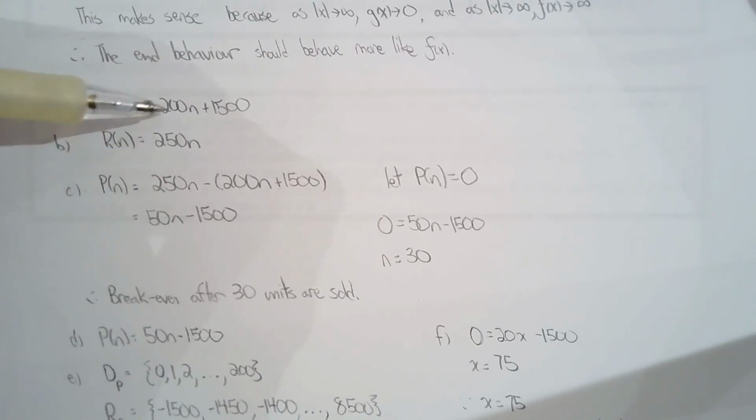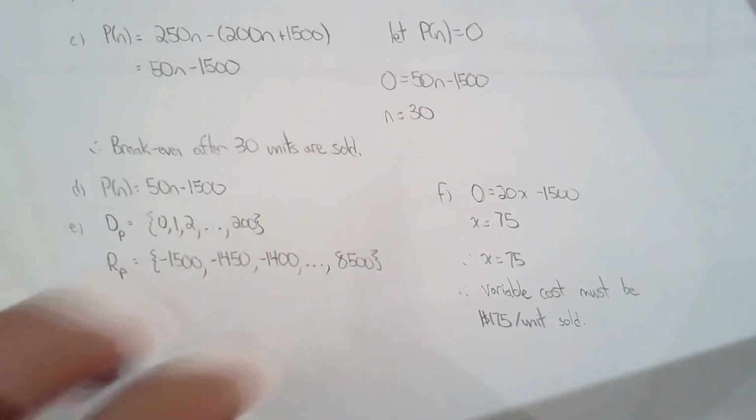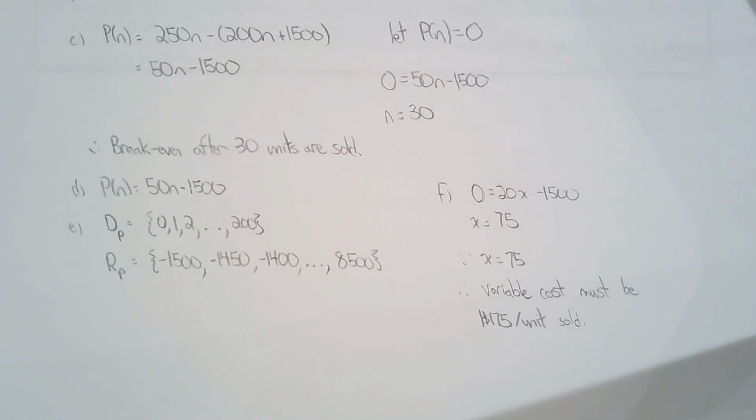Since you're only allowed to change this coefficient for the variable cost, and since the difference between the revenue and the variable cost is 75 instead of 50, then we have to drop this to 175 in order to reach the break-even point at 20 units sold instead of 30 units sold. Okay, so hopefully a very straightforward homework sheet.